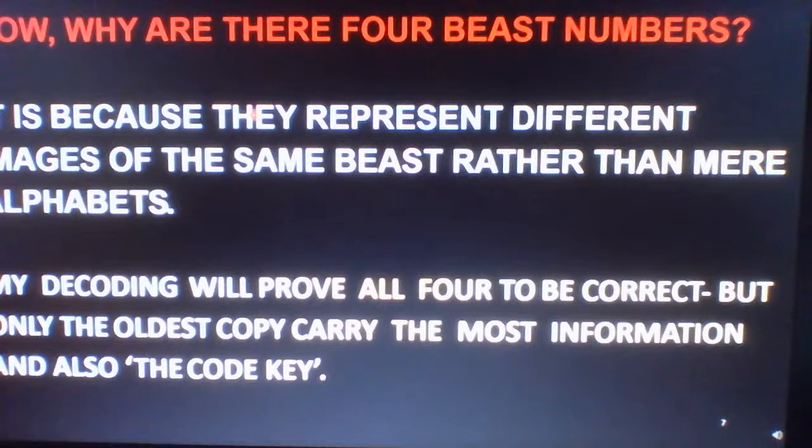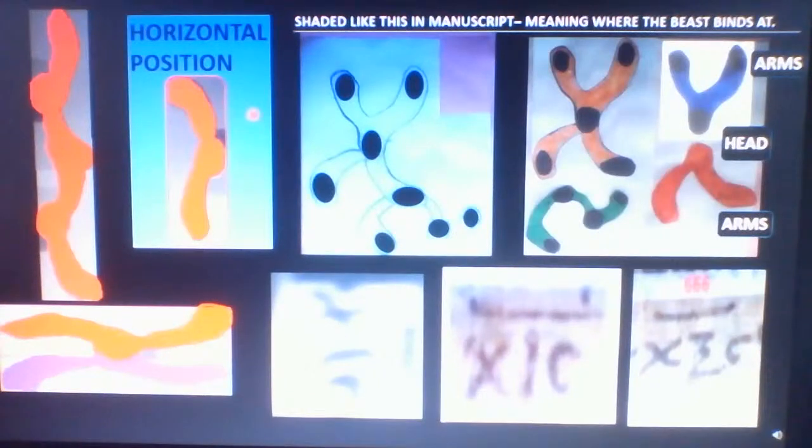So the 4 original manuscripts are as shown. Now, why are there 4 beast numbers? It is because they represent different images of the same beast rather than mere alphabets. My decoding will prove all 4 to be correct, but only the oldest copy carries the most information and also the code key, and that is why I used it to decode. Now, that is the original manuscript here.